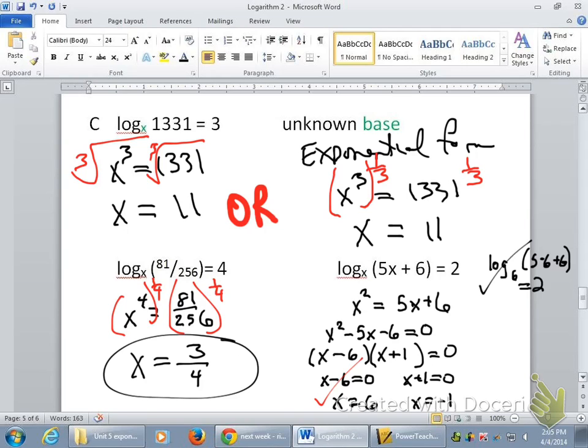Did you try negative 1? Yeah, it's non-real. All right. If you try negative 1 and you do log of base negative 1, parentheses, 5 times negative 1 plus 6, it says error, right? Non-real answer. Okay? And that's exactly what it is. It's got a negative base.